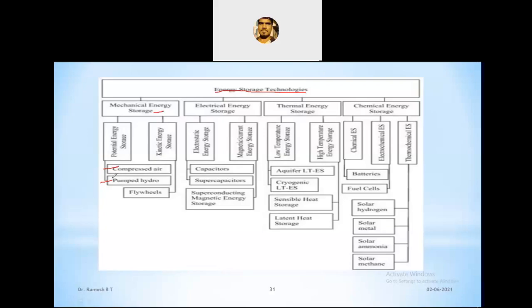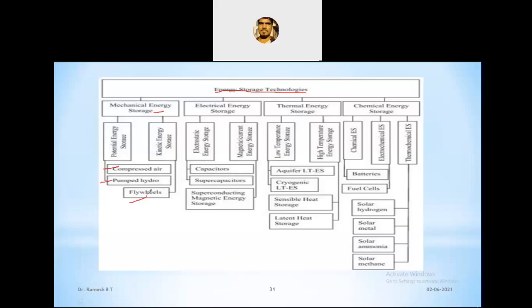If you use kinetic energy, of course, flywheels. You already know what is meant by flywheels. Flywheels are generally used in IC engines, which you studied. The flywheel is used to store the energy and release the energy where it is required. The flywheel acts just like a battery. It will store the energy where excess energy is generated and supply the energy where it is required.